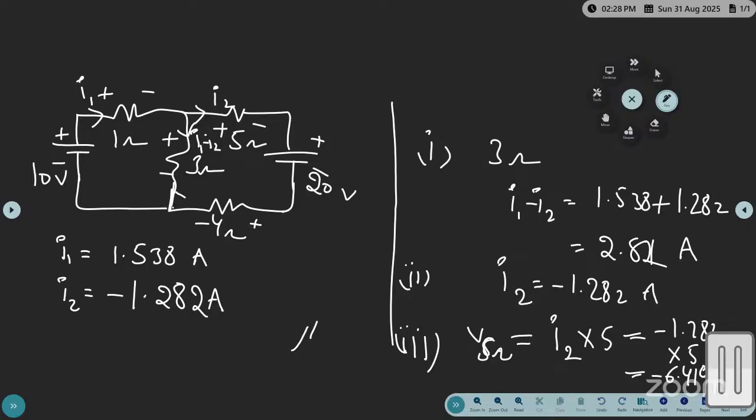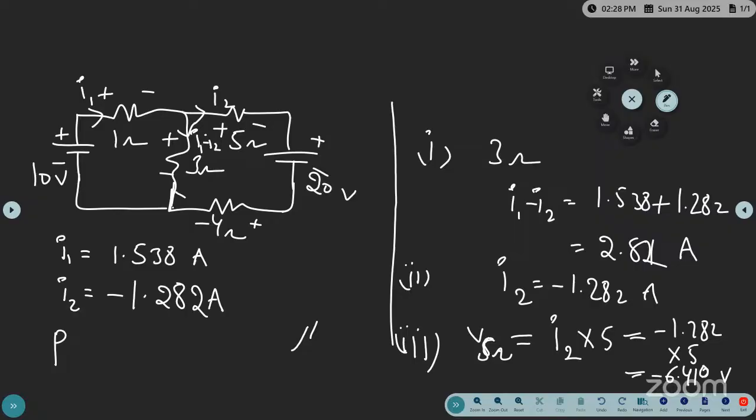Current we require? Yes, you know I1 current, I2 current, I1 minus I2 current. Yes. Now, after knowing currents and voltages, how can you calculate power? What is the power equation? Otherwise, I will write here. What is the power equation?